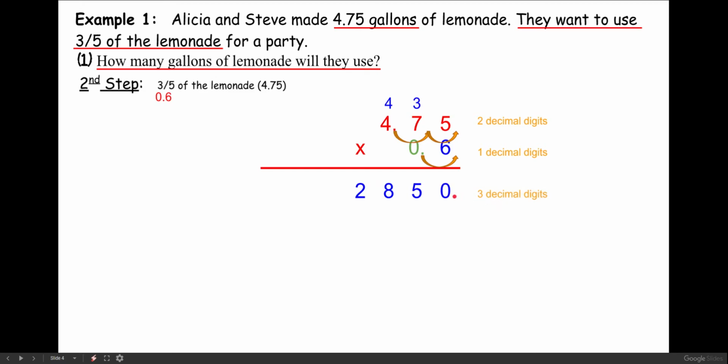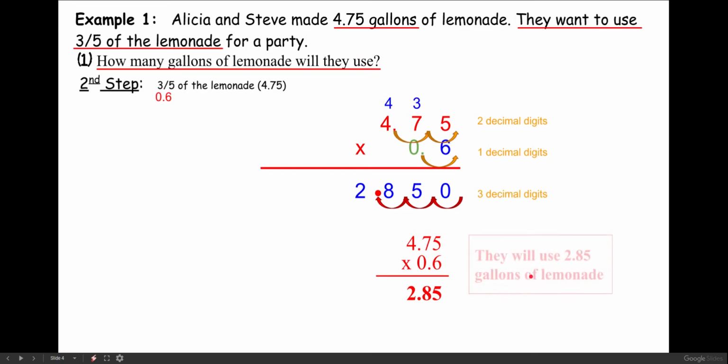So our decimal starts right here, and we're going to go in 3 spaces. And our answer is 2.85. Some of you are wondering where that 0 is. If that 0 is at the very end, you can simplify by basically just getting rid of it. So what does 2.85 mean? Well, they were asking how many gallons of lemonade will they use? Well, the answer is they will use 2.85 gallons of lemonade.